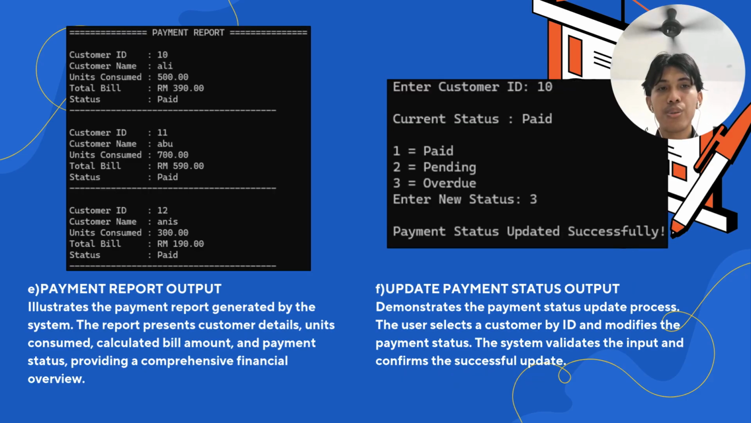This slide shows two additional system functions. The payment report summarizes customer information, units consumed, total bill, and payment status. The update payment status function allows users to modify payment records after customers make their payments. The system confirms every successful update.